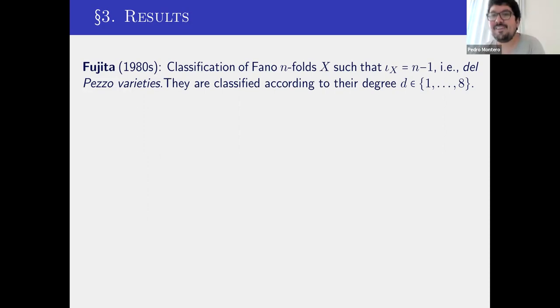So as you may know, the del Pezzo surfaces are obtained from P2 or P1 cross P1. P2 has degree 9, P1 cross P1 has degree 8, and each time you blow up a point you get a new del Pezzo surface, and the degree drops by 1. So essentially they're classified according to the degree. That's what I wanted to say. And in higher dimension, they have degree 1, 2, up to 8. So there's a very, very explicit classification by Fujita.